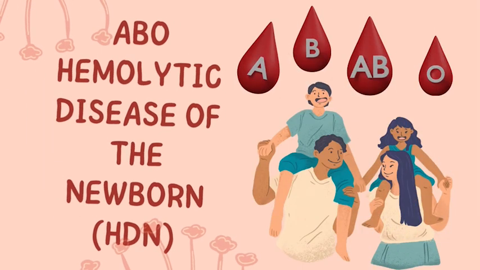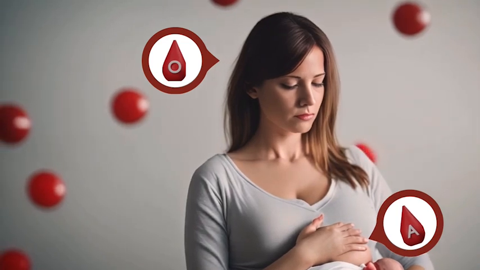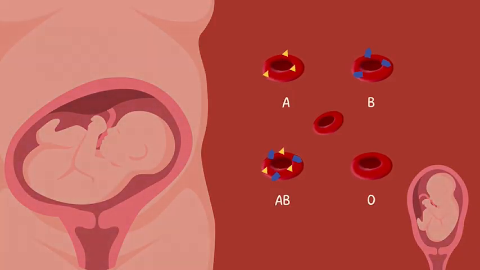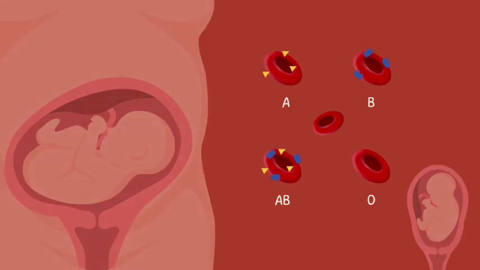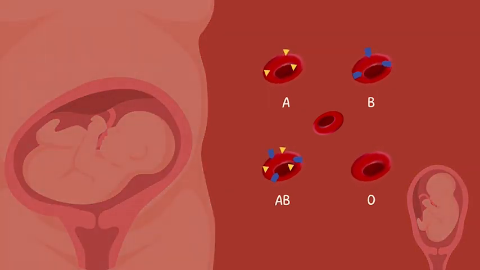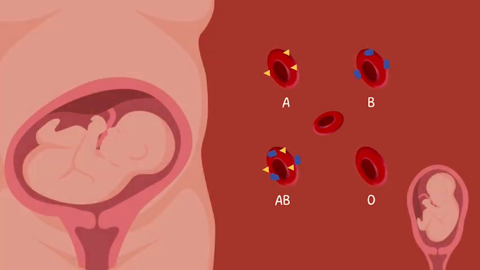Next cause is ABO incompatibility. Every human has a specific blood type determined by the presence or absence of antigens on their red blood cells. These antigens are categorized as A, B, AB, or O. ABO hemolytic disease of the newborn occurs when the mother has blood type O and the baby has a different blood type, such as A, B, or AB.